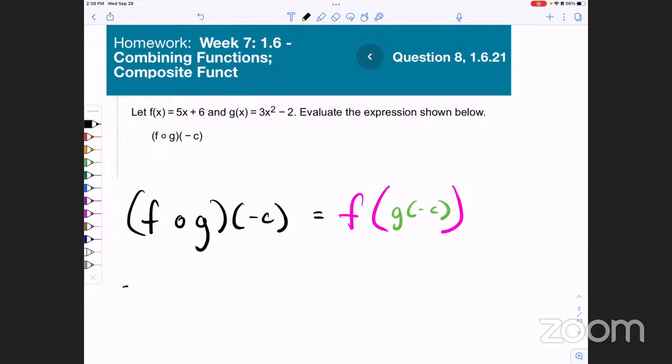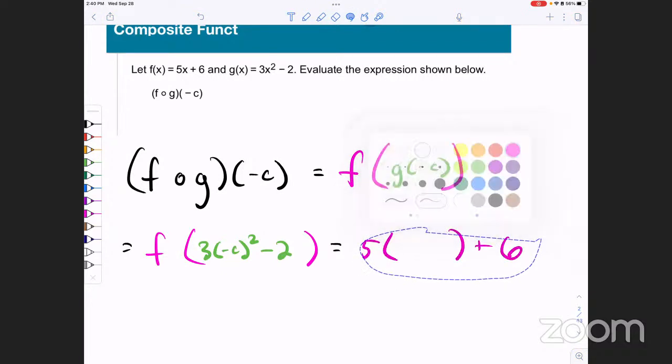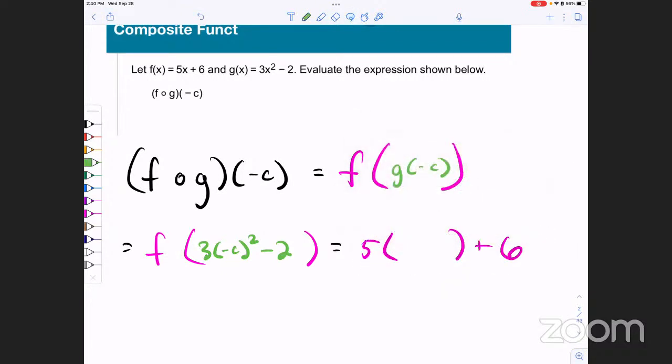So that means f of g of negative c. When you plug in a negative c, we get 3 times negative c squared minus 2. That's g of negative c. So then we're writing f like normal, but replacing the x's with the green thing. So we have 5x plus 6, and now we're replacing the x with this guy. Negative c squared becomes positive c squared, so we get 3c squared minus 2.